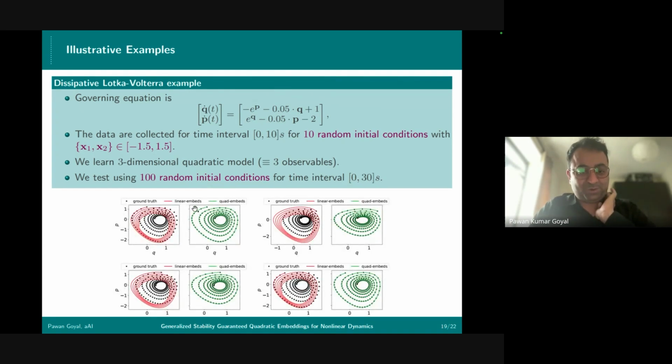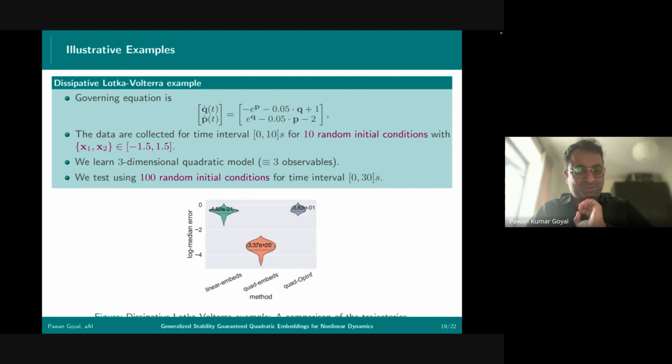If you try to learn a linear embedding, as you said, we cannot approximate in the finite dimension here, so this completely fails. But if we relax from linear to quadratic, then we can capture all the dynamics very well. And if you don't impose the stability, then we will not get anything. So we have to impose the stability, which we have discussed, on top of it to get something meaningful from learning dynamics in a limited data set. Here you can see that we only have 10 different initial conditions.